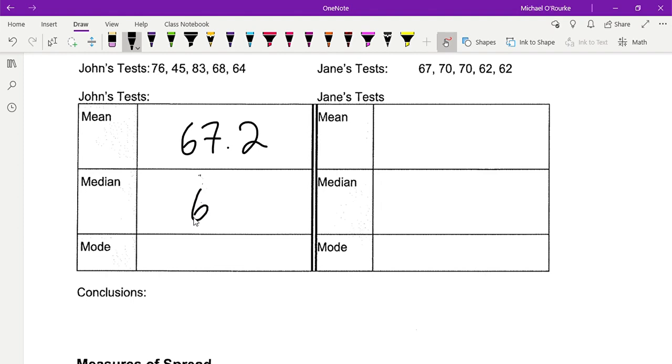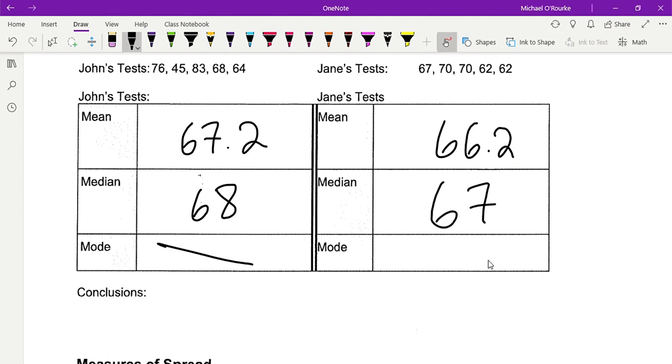68? Perfect. What's his mode? There is no mode, right? You didn't repeat a mark, so there is no mode. Okay? What about Jane? 66.2. Median? 67. And mode is 70 and 62. Right? No, I'm putting down.